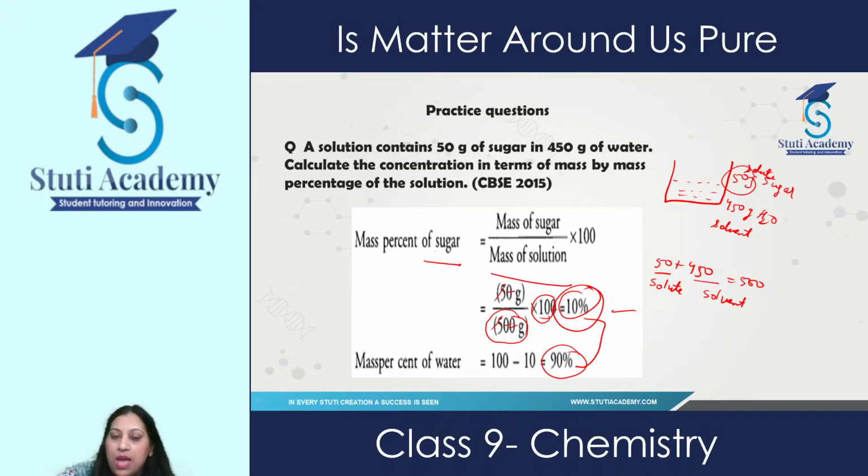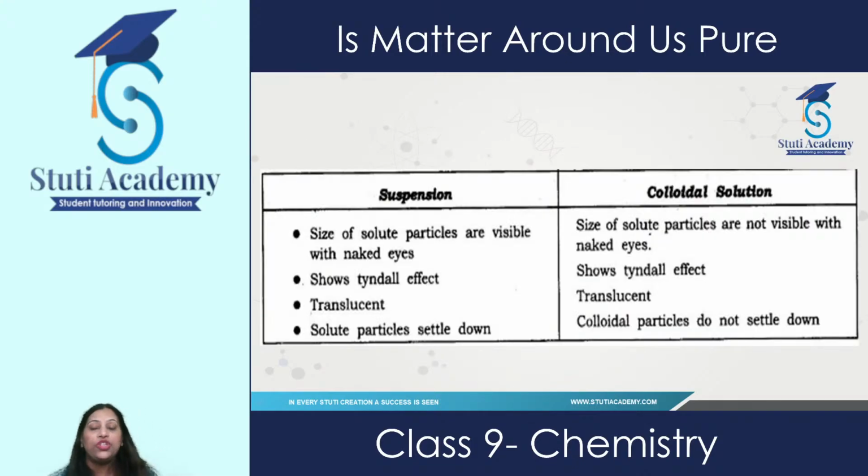Okay, now we have suspension and colloidal solution. So these are different types of solutions in addition to true solution. We have already discussed true solutions earlier. Like in true solution, the particle size is quite small. We cannot see with naked eyes. It does not show Tyndall effect, and they are homogeneous. It is very difficult to see the boundaries of the components which are present in a true solution, and a true solution is a transparent one.